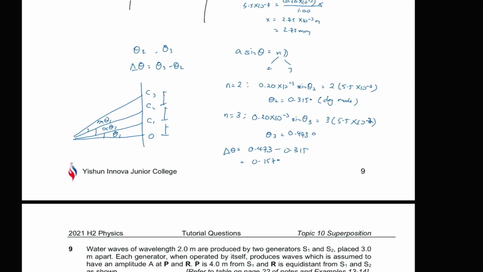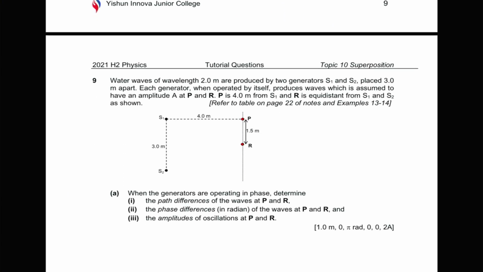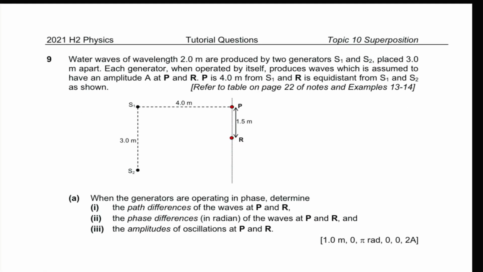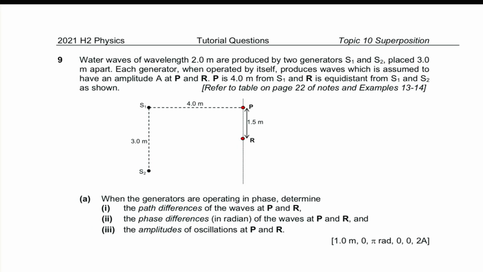Let me just zoom out a bit, go to question 9. Question 9 is a little bit longer, but not too difficult actually. Right now we have this scenario. Let's again highlight terms. We have water waves, wavelength 2 meters, produced by two generators S1 and S2. So the generators are here, S1 and S2, placed 3 meters apart, and then each generator operated by itself produces waves which are assumed to have amplitude of A at P and R.